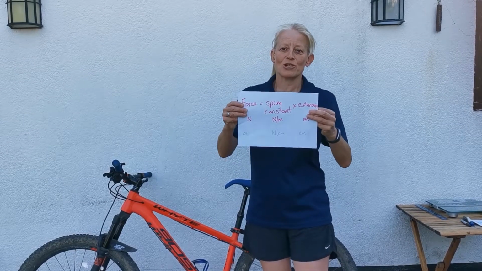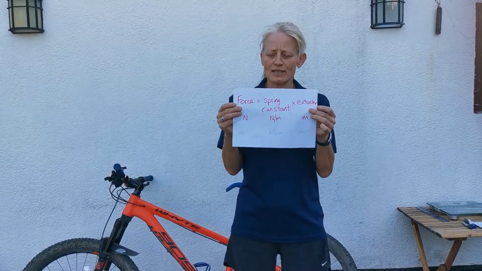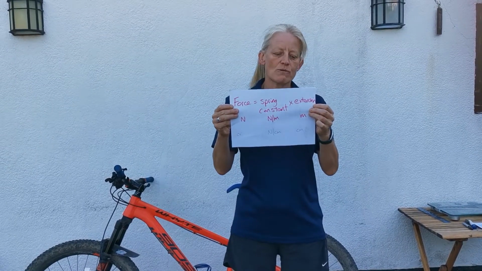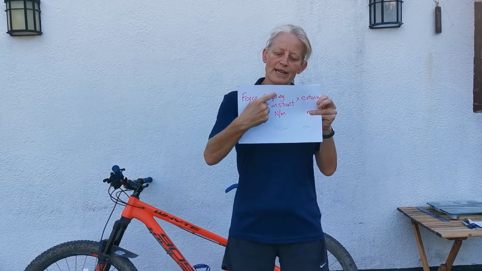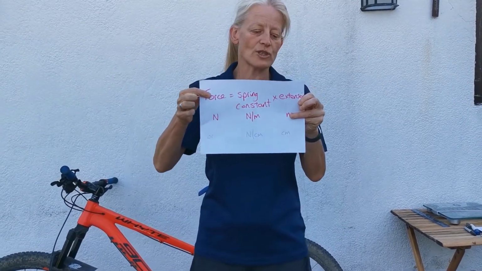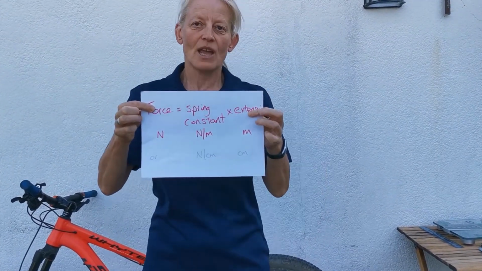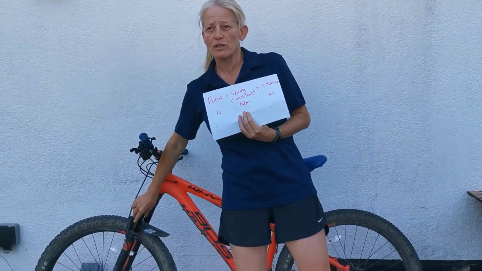So what I'm going to tell you how to do is work out the spring constant. You've seen this equation, force equals spring constant times extension. What we want to work out is the spring constant. We're going to need to measure force and extension. And how we're going to do that, we're actually going to use the forks on the mountain bike, and hopefully if you've got a bike you can have a go at this at home.